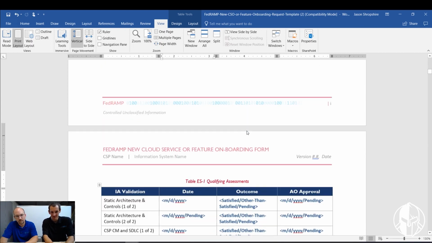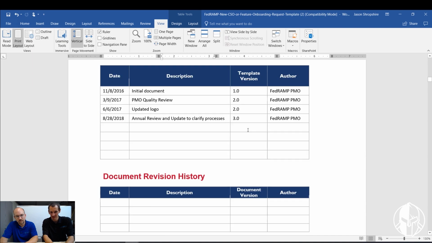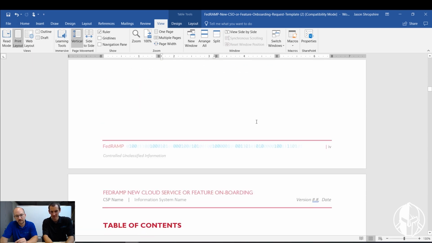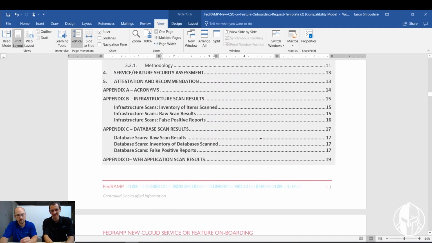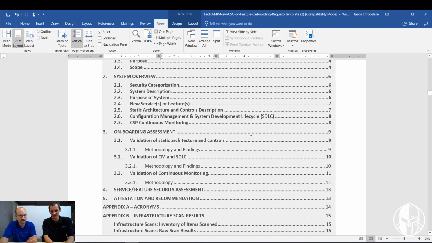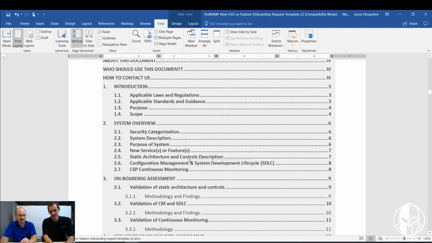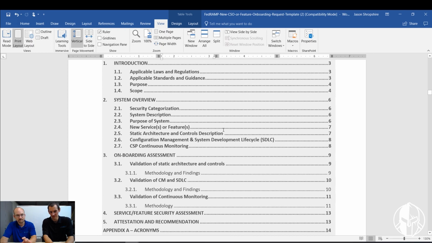So really, this document almost struck me when I first saw it like it's a mini SSP. It's like they want to know all the integrations, the tie-ins. I think it's most illustrative to probably just look at the table of contents. But they really want to see the new services or features. They have tie-ins to the categorization and description. So a lot of this looks sort of like the SSP.